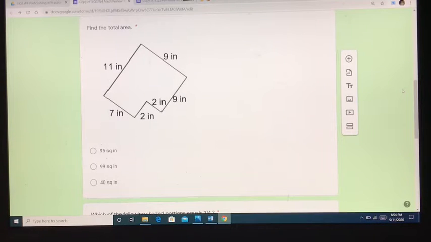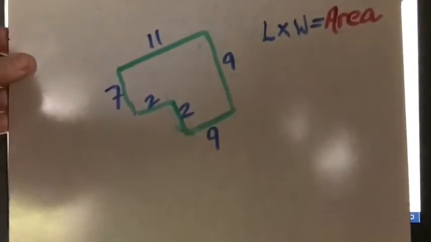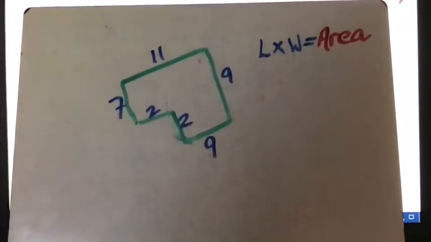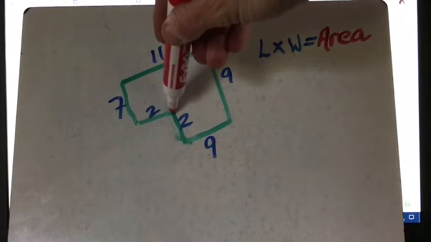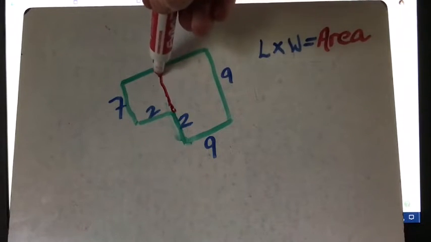Problem number 2 says find the total area. And we talked about that today in the morning message. Area is the inside, the length times the width. But here we have one of those odd shapes, so we need to divide it so we have two separate rectangles, and then we put them together to find the area. So let's look at that. I've drawn a picture here, and I labeled it just like they had it labeled. I need to put a line in to divide this up. So I'll just put a dotted line right here.